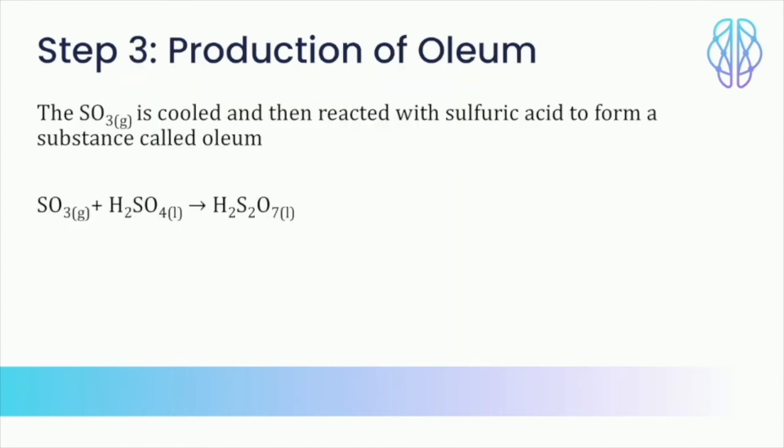In step 3, we have the production of oleum. So bear with me, I'll explain why we do this step in the next slide. However, sulfur trioxide is then cooled and then reacted with sulfuric acid to form a substance called oleum. So this is oleum here.